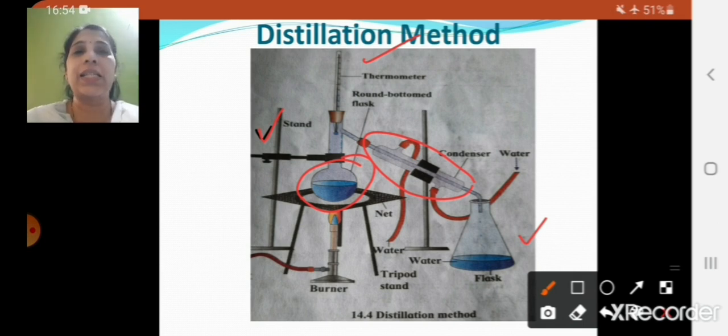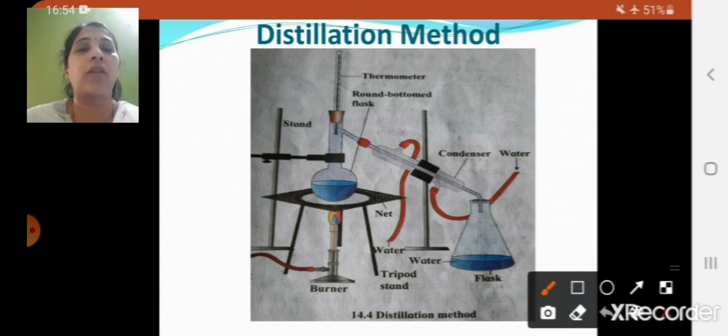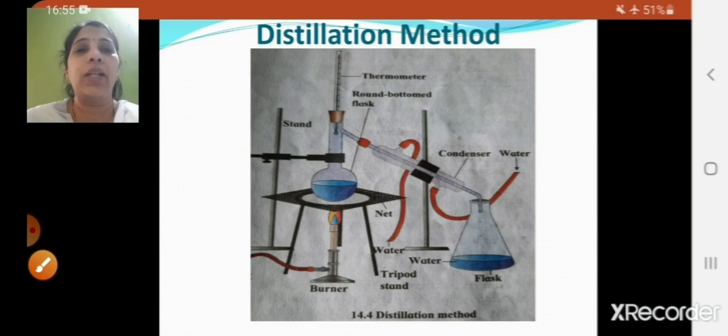So what is this distillation method? How are you going to separate the mixture? Let's see. In the round bottom flask, you have to take a mixture of salt and water. That means you mix both salt and water and take this mixture in the round bottom flask. To this you attach a thermometer, and then you heat the round bottom flask.